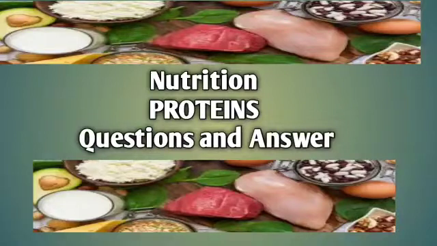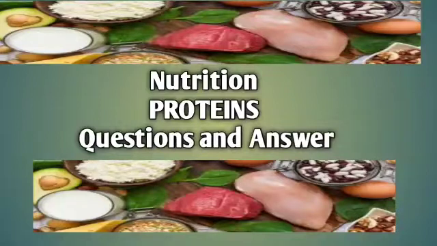Next question. Describe the difference between complete and incomplete protein. A complete protein contains an adequate proportion of all 9 essential amino acids. An incomplete protein lacks 1 or more essential amino acids.